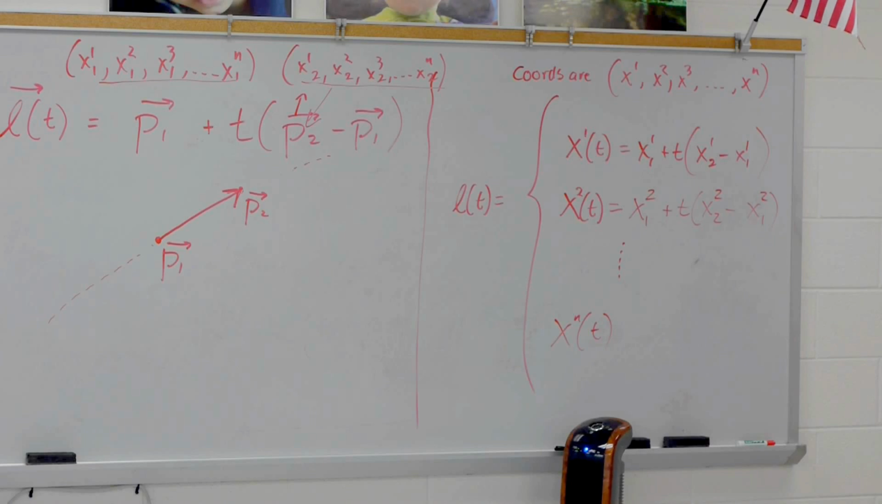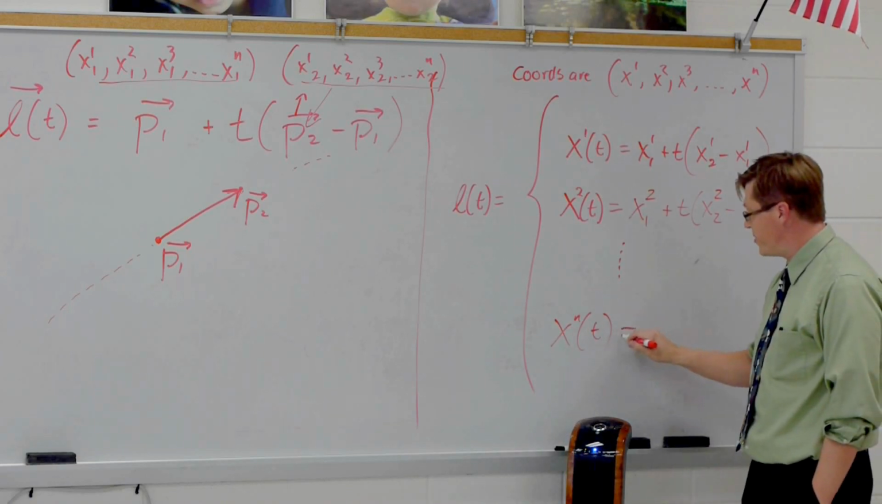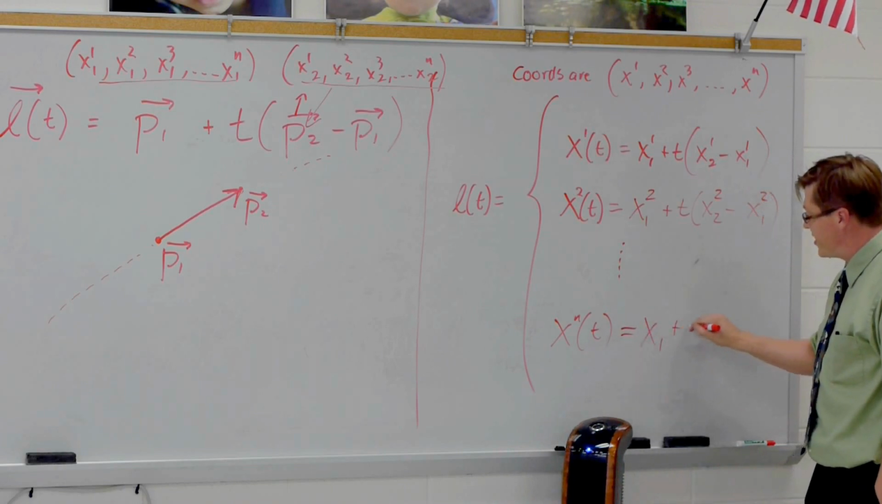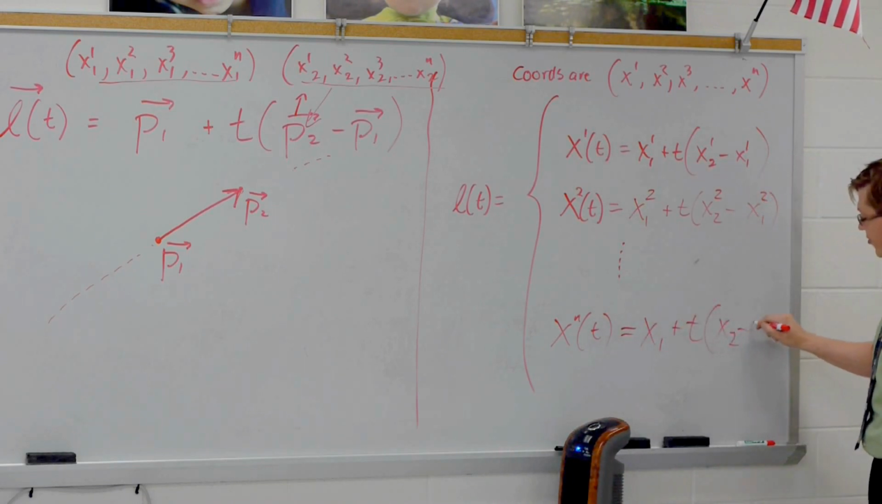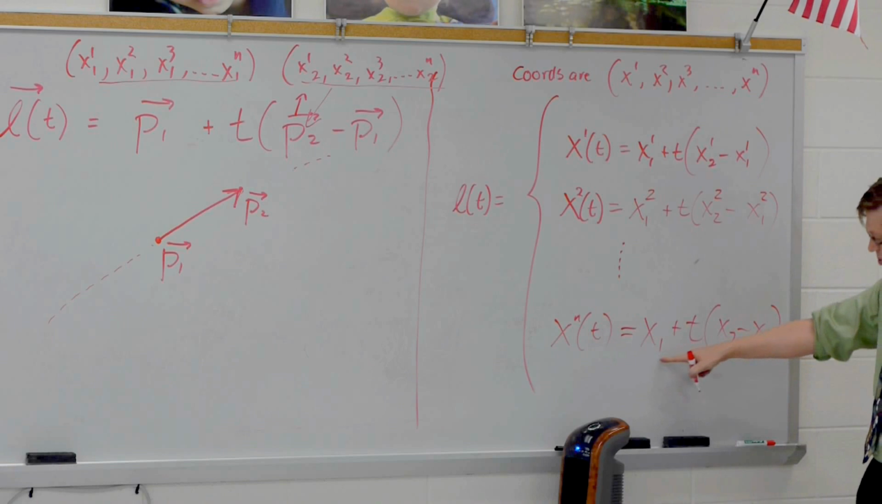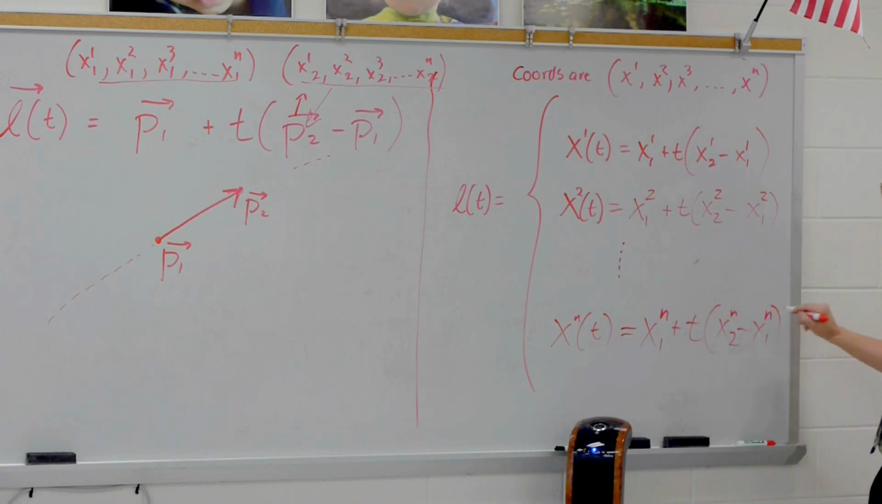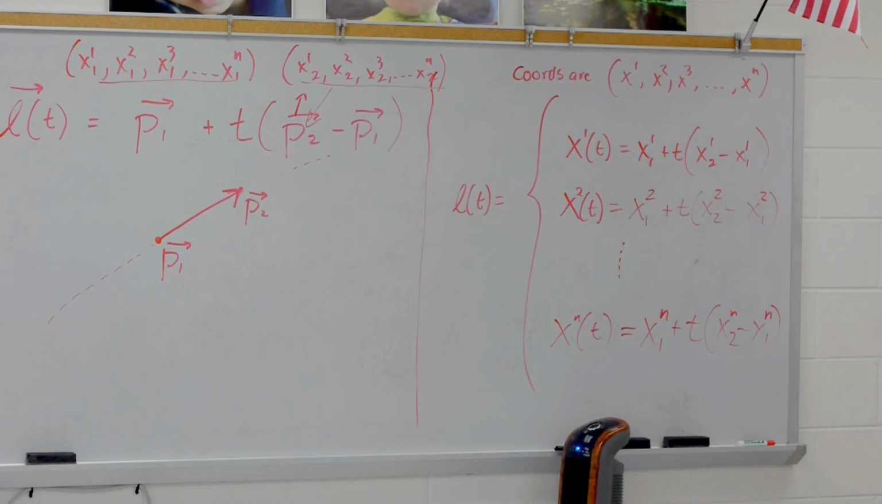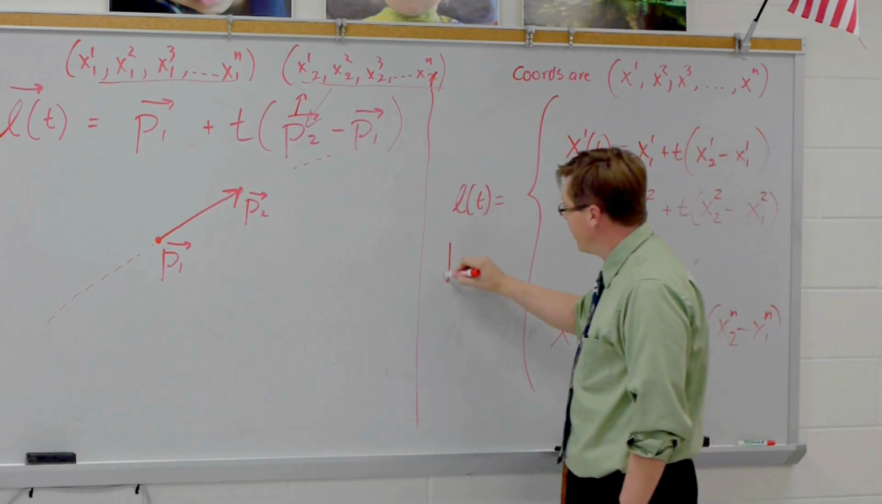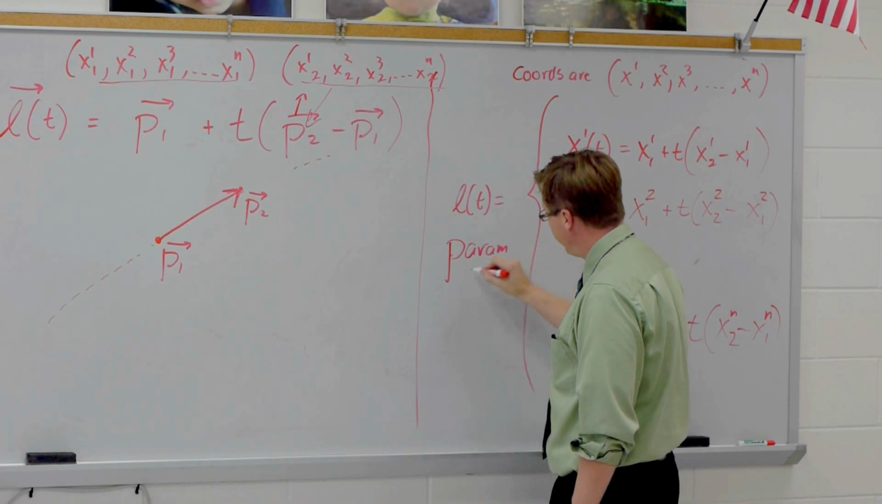And then some dots, and all the way down to x superscript n. That's going to be the same thing, the first point plus the second one minus the first one, but the nth coordinate. So that's my nth axis in n-dimensional space. And that's the parametric equation of the line.